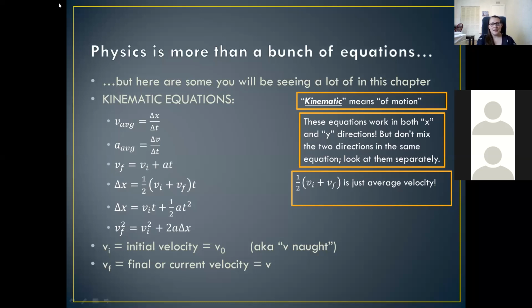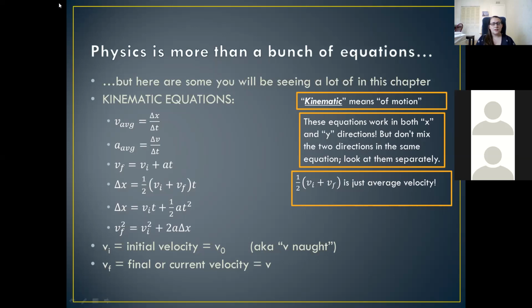So these are what we call the kinematic equations. Kinematic means of motion, so these are all of our equations that describe the motion of objects. And these are all for constant acceleration. That's a really important thing to note. All of this chapter is just thinking about constant acceleration. At the top are the two equations we should already be familiar with. Average velocity is change in position over change in time. Average acceleration is change in velocity over change in time.